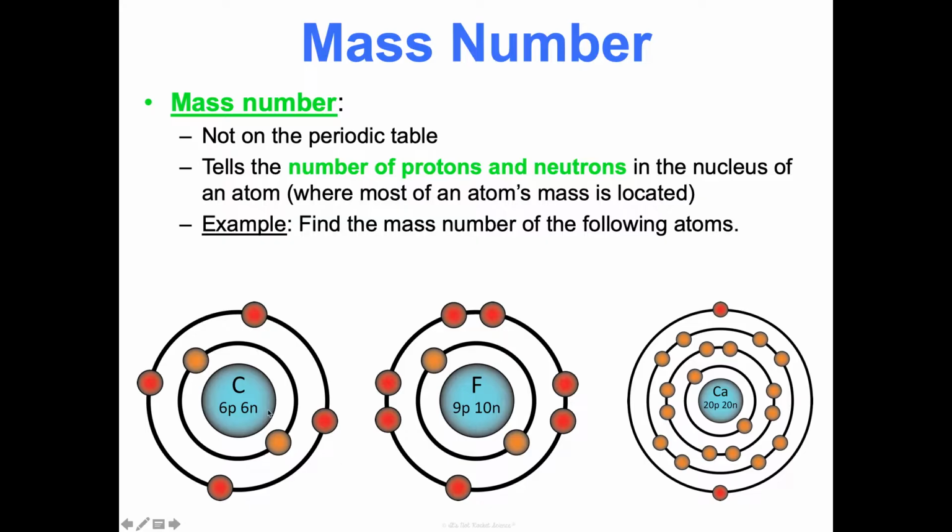Let's see if we can figure out the mass number for the atoms that are pictured here. Looking at this drawing of carbon, we don't worry about the electrons. We just look at the nucleus because that's where the mass is. And we see 6 protons and 6 neutrons. So 6 plus 6 gives us a mass number of 12. Here for fluorine, we do 9 and 10. That gives us 19. And then for calcium, we get 20 plus 20, which is 40. So that would be the mass number for this atom.